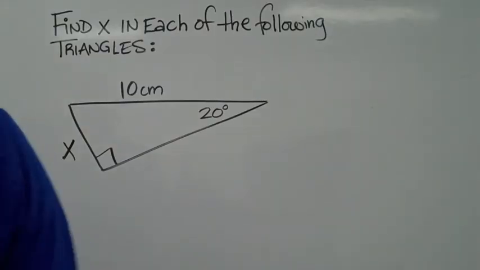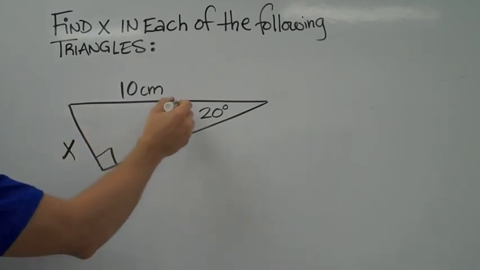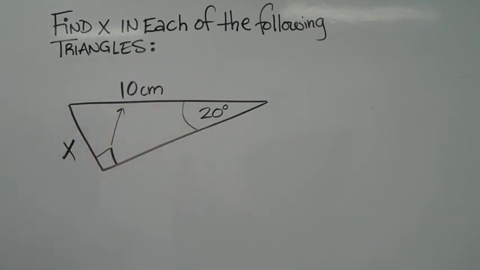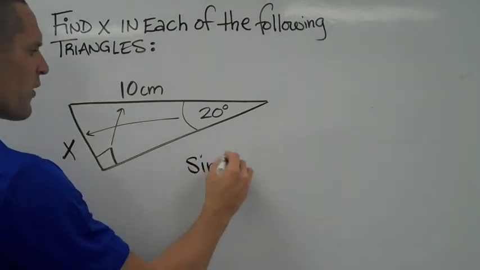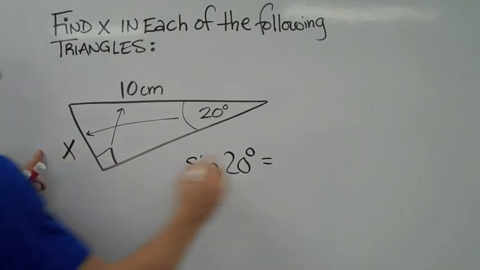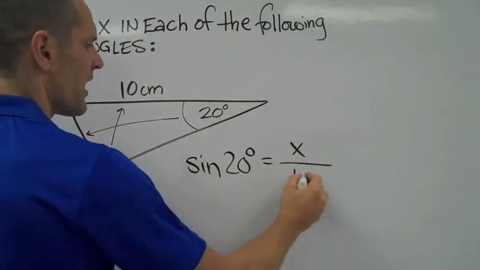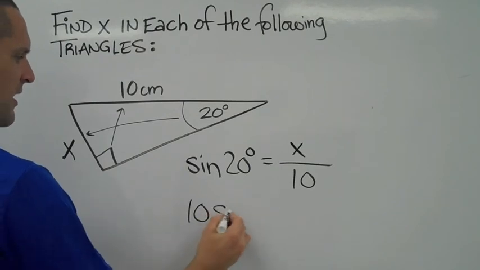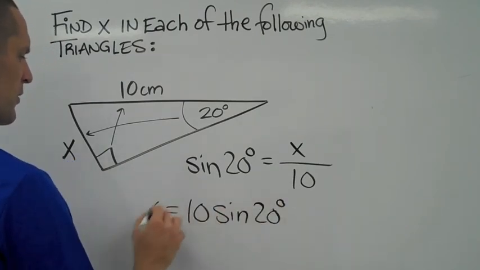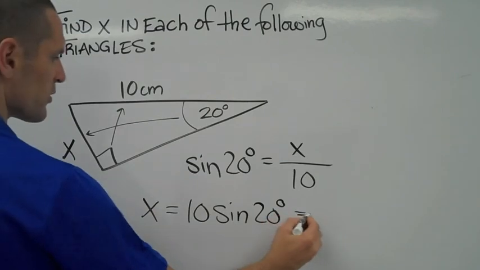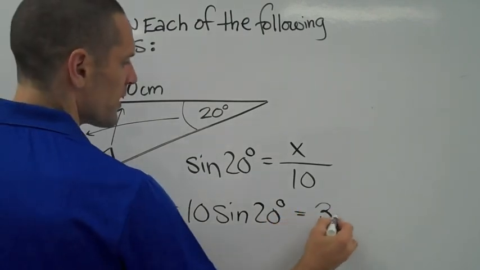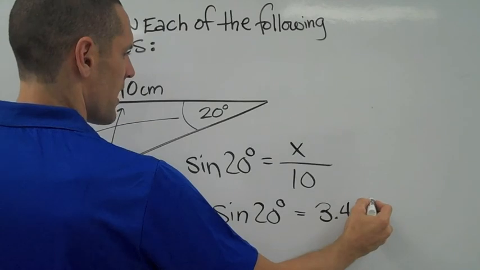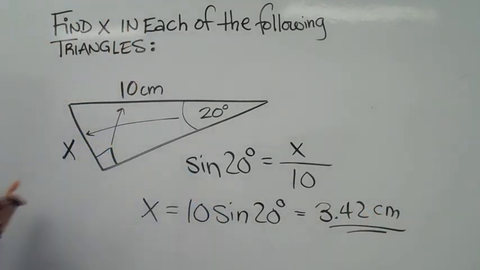In this last problem here, I'm asked to find x, and again I'm given that this is 20, and I know that my hypotenuse is 10. Well, across from my 20 and 10 for the hypotenuse, opposite and hypotenuse, I should be thinking sine. Sine of 20 degrees is equal to the opposite, which is x over 10. So multiply both sides by 10, I'll get 10 sine 20 degrees is equal to x. So x is equal to, when you mash this out in your calculator, you get 3.42, what? Centimeters. Because we're finding the side to 3 sig figs.